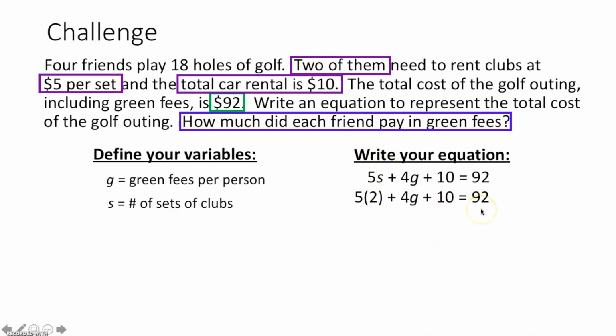Now we have an equation we can solve, so simplify, move, solve. We're going to simplify each side of the equation. Can we simplify this? Yes. What's 5 times 2? That's 10. Now I can simplify this further, right? This is a like term with this. Let's switch these around using the commutative property. Now 10 plus 10 equals 20.